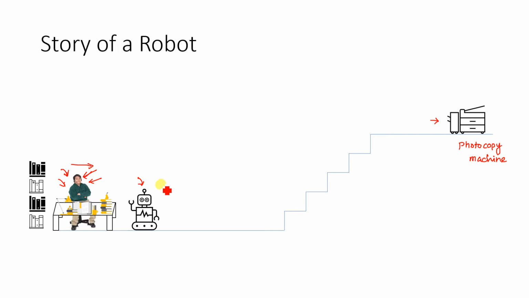So what is the purpose of this robot, or what is its function? I'm using that word: function. What is the work or function of this robot? He has to take the original document from this man, go upstairs, bring photocopies and return them to that man. So this is the work of this robot.